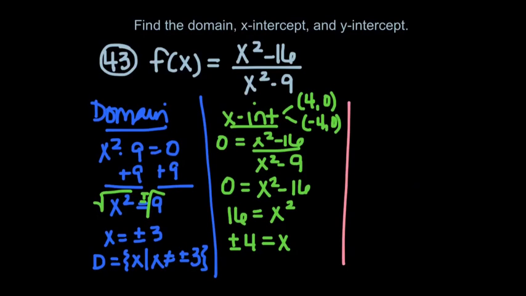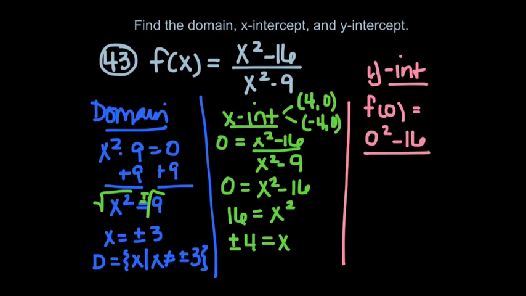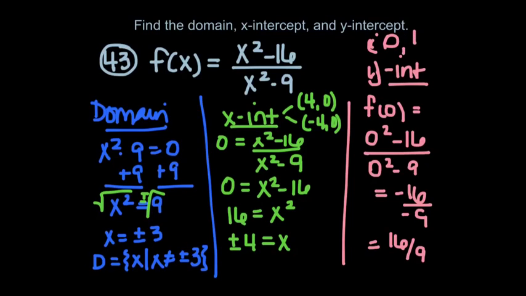Finally, for the y-intercept, we will find f of 0, which will give us 0 squared minus 16 over 0 squared minus 9, which leaves me with negative 16 over negative 9. A negative over negative is a positive, so my y-intercept is positive 16/9, which translates to the point 0, 16/9.